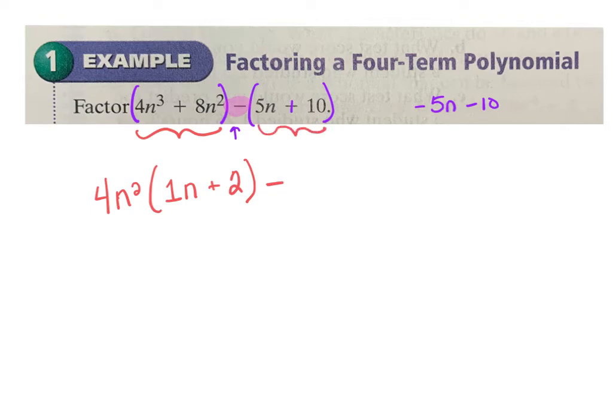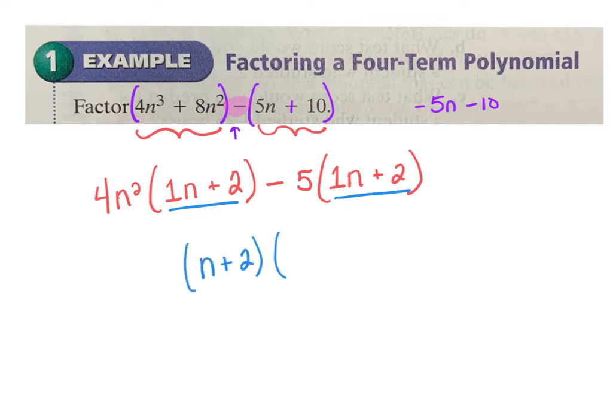Now I'm going to look at this one. 5n and 10. What do I have in common between the 5 and the 10? 5. 5 divided by 5 is 1. I did not take out any n's, so I leave that alone. 10 divided by 5 is 2. All right? And so now you'll see that I have 1n plus 2 and 1n plus 2. I have that in common, so I can actually pull that out, n plus 2. And then my next group is what's left over. I have 4n squared minus 5. And that is my factoring for this polynomial.